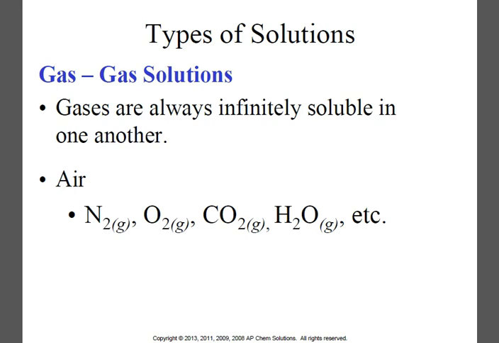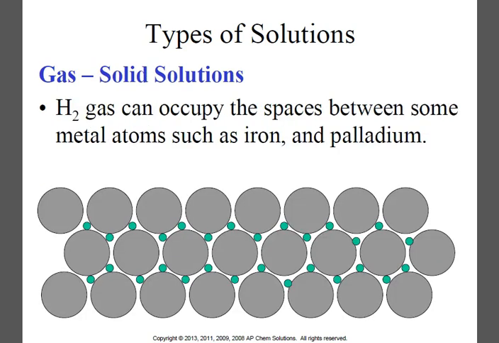Okay. Another type of solution is a gas-gas solution. And gases, because of their motion, are infinitely soluble in one another. So you can mix as much gas as you want with whatever other gas. We talked about the air that we breathe. We've got nitrogen, oxygen, carbon dioxide, water, hydrogen, etc. In the air that we breathe, it's mostly nitrogen, so that'd be the solvent, and then you have your other solutes. That's an example of a gas-gas solution.